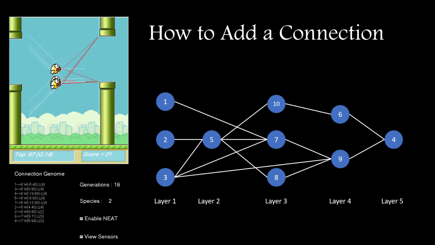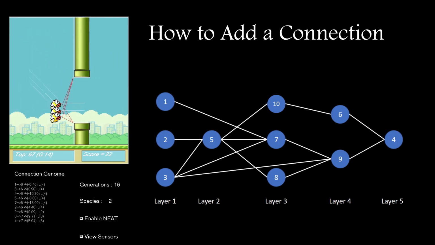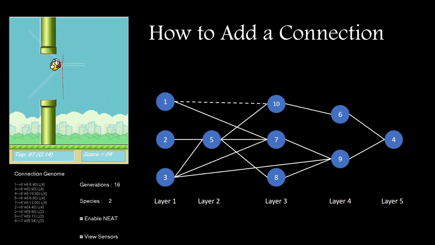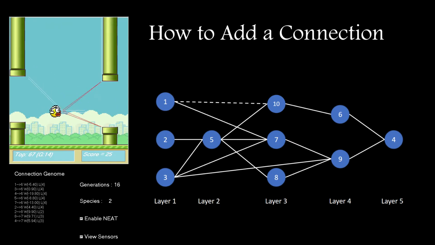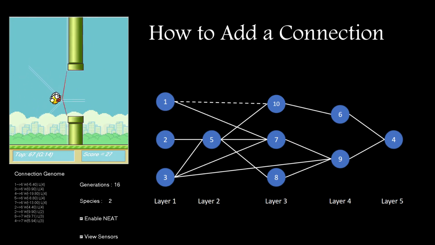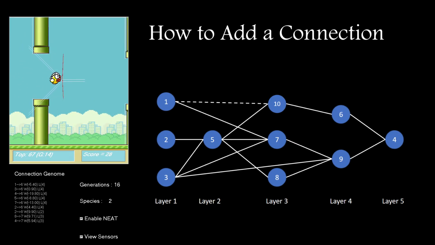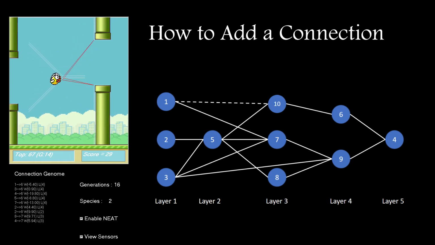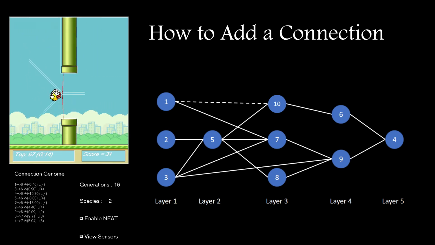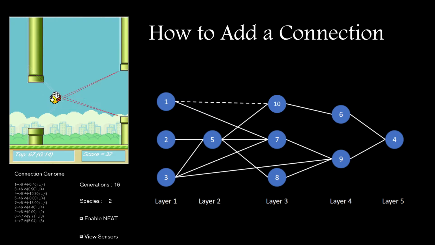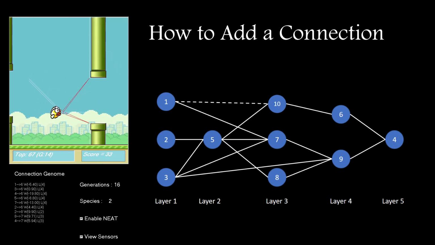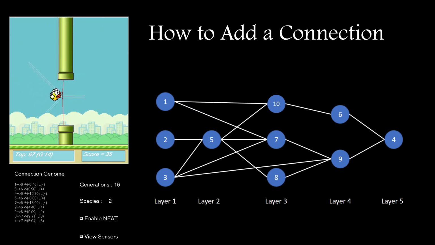Make sure the connection doesn't already exist, ensure you're not connecting 2 input nodes, and so on. If I want to add a connection between nodes 1 and 10, I simply add that to the connection genome. As no new nodes are created in this step, there's no need to recheck the node locations. It's perfectly fine to allow connections to flow back through the network. These are called recurrent connections.